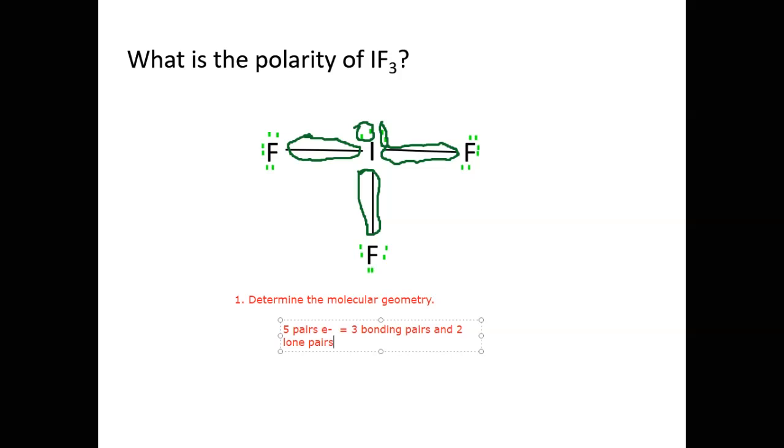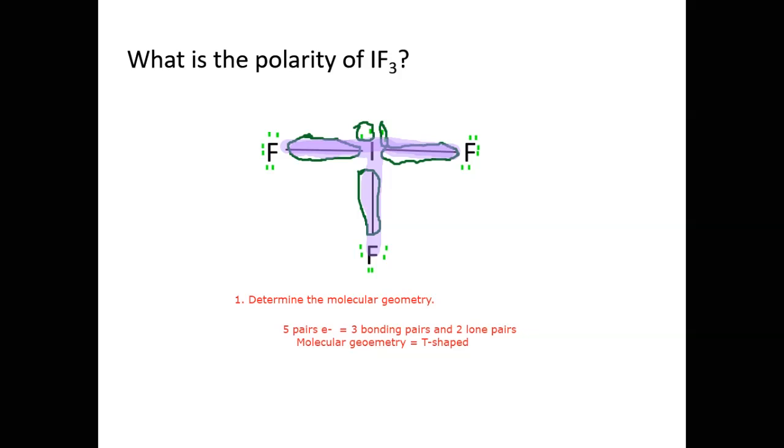So from this, we have to determine the geometry. And here the geometry is the molecular geometry. That's what we're interested in. It is T-shape, because again the bonds form a T-shape. All right. So now we know it's T-shape.